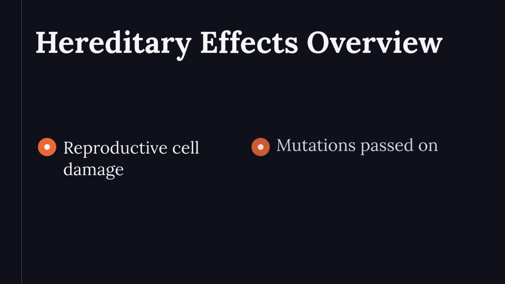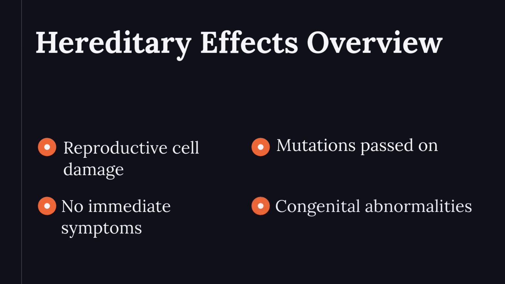Hereditary effects occur when reproductive cells are damaged. Mutations can be passed to future generations. The exposed individual may not show symptoms. Potential effects include congenital abnormalities and genetic disorders. Only germ cell damage leads to hereditary effects.